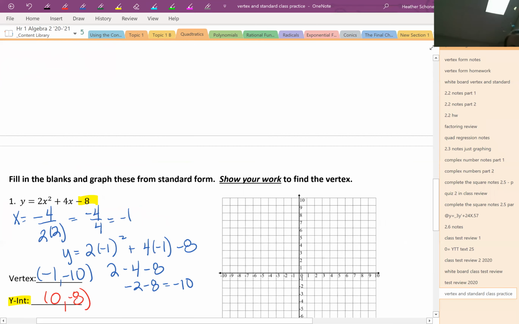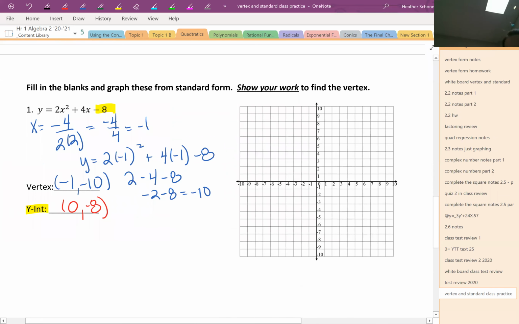Now, these last two were in standard form. So in standard form, you need to find the vertex by doing the opposite of A over B, then plugging it in. So I got -1, and then when I plugged it in, I got -10. My y-intercept, remember, it's the last number, and yes, you have to write it as an ordered pair.